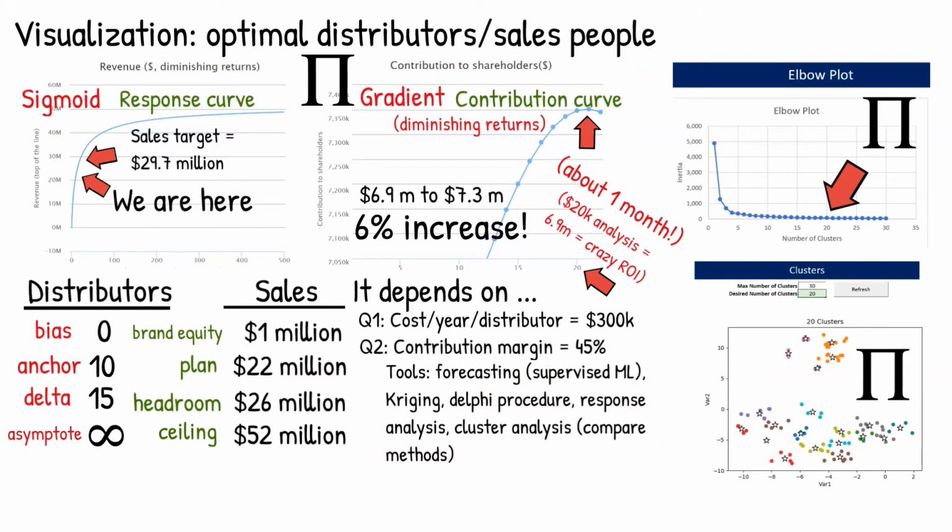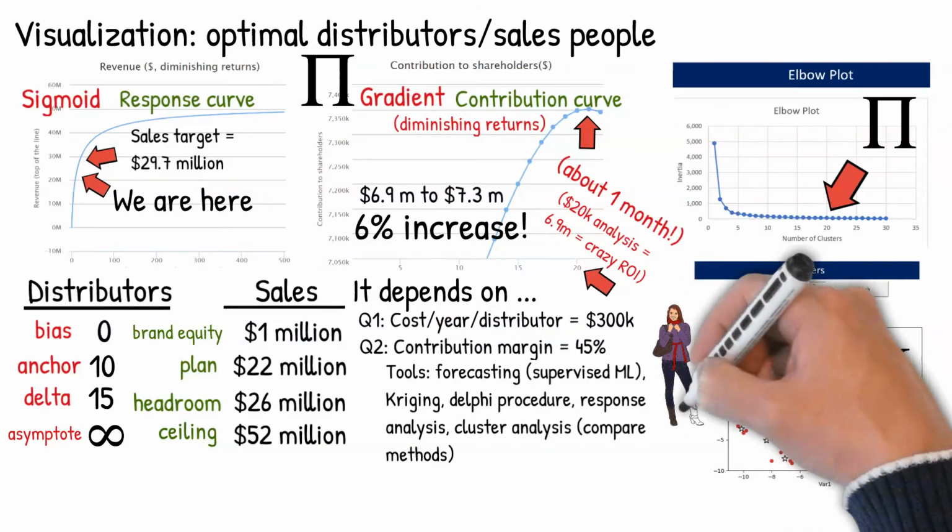We might use Kriging. To do response analysis, we'll use the Delphi procedure, but to determine which customers are assigned to which salesperson or distributor, we'll end up using cluster analysis. Of course, we'll compare many different methods to get to this final conclusion. And there you have it. Analysts, statisticians, people in the field of machine learning need to speak like leaders, but they have to have rigorous models to support their findings.